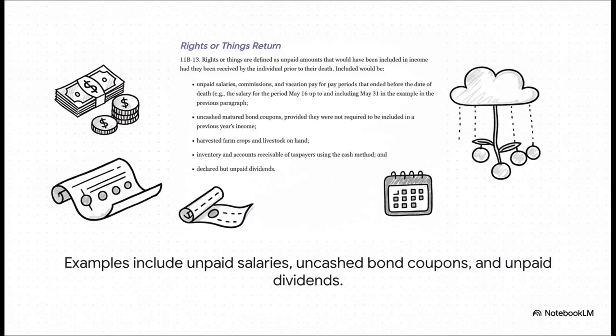So what exactly are rights or things? Let's make this more concrete. Think about a salary for a pay period that ended before death, but the paycheck arrived after. Or maybe bond coupons that had matured but hadn't been cashed. Or even dividends that a company had declared but hadn't paid out yet. These are all amounts the person had a legal right to receive.